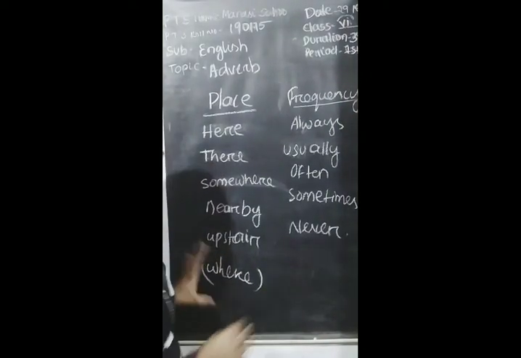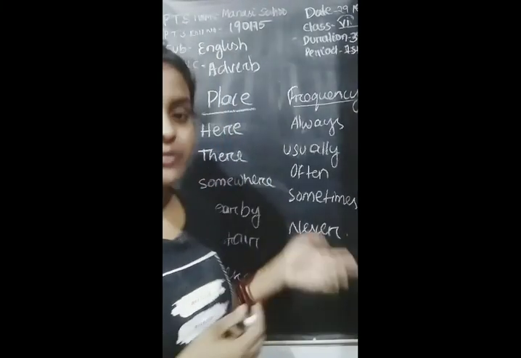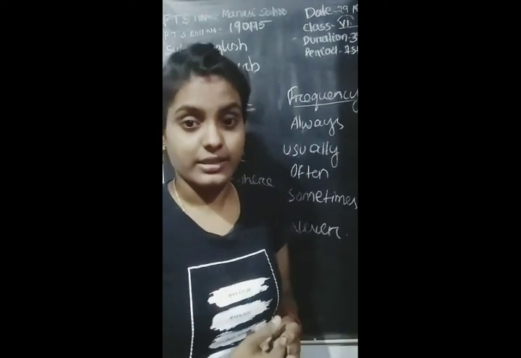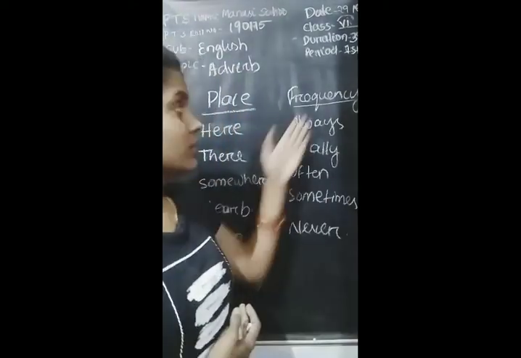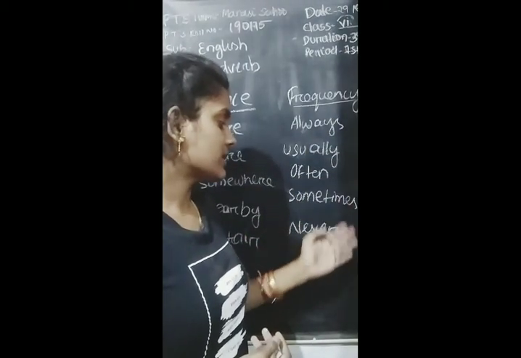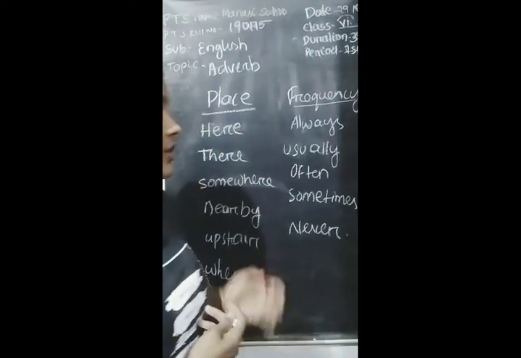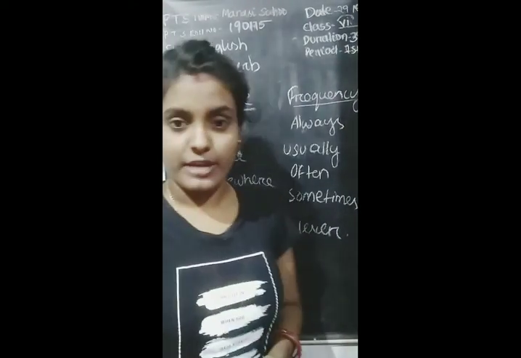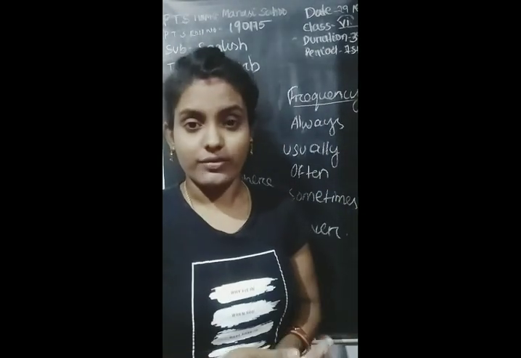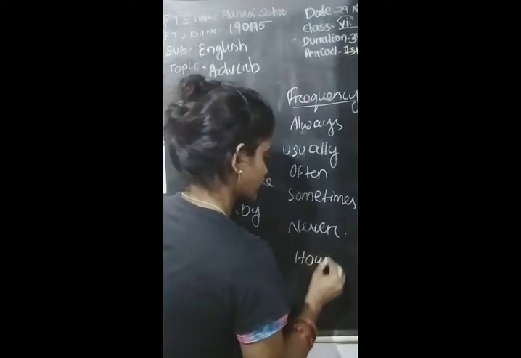The next is adverbs of frequency, and the adverbs of frequency tell us how often things happen. They include the words always, usually, often, sometimes, never. It means how often we meet sometimes. So it always questions how often.